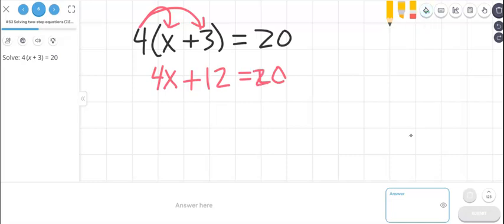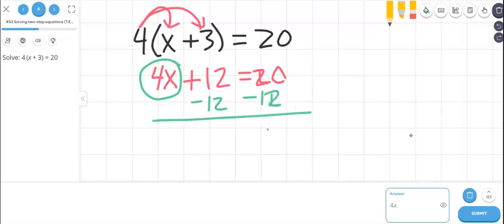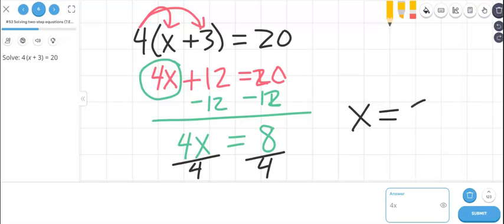Then we are going to go ahead and circle our variable term. Get rid of the plus 12 by doing minus 12 to both sides. 20 minus 12 is 8. So we got 4x equals 8. Then we're going to divide both sides by 4. And we get x equals 2.